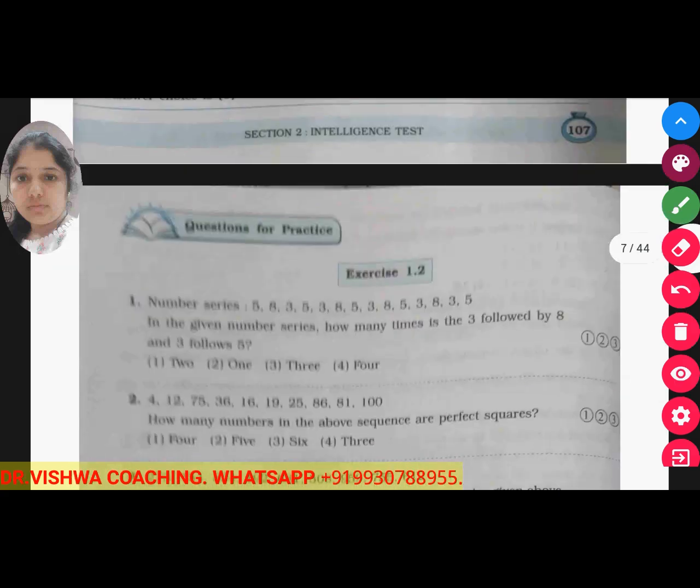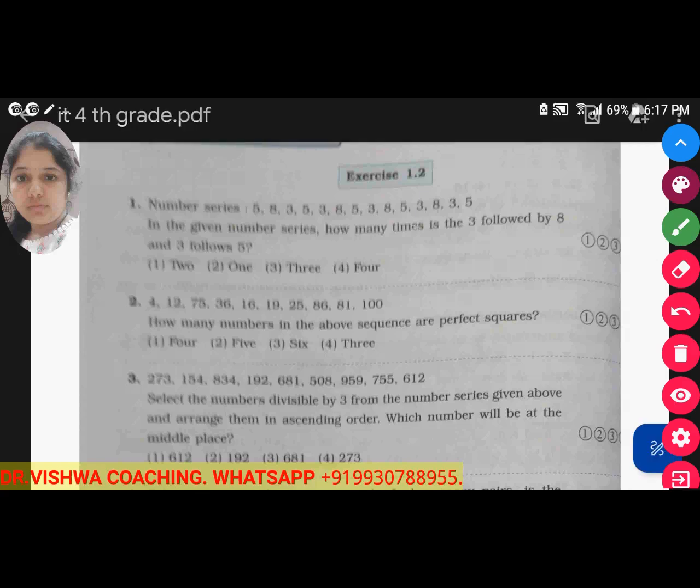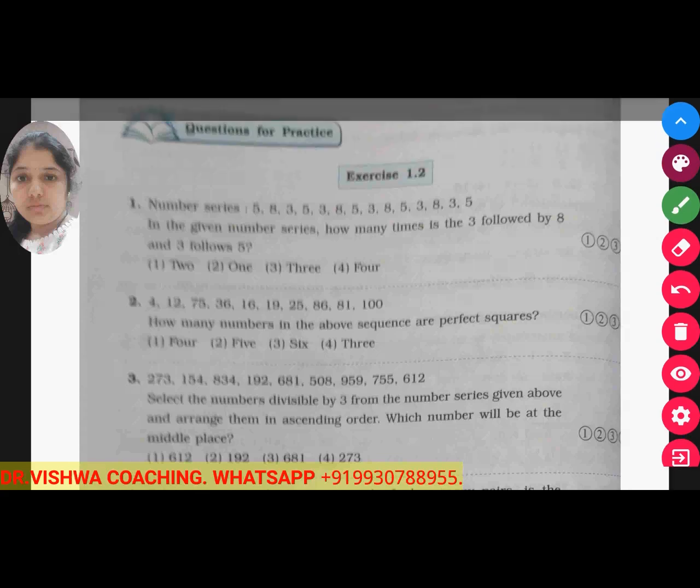Okay, now here we are going to solve some practice exercise sums based on number series. I will solve some sums for you, and then you can try on your own. Now the number series is given like 583, then 538, then 538 again, then 53835. Now in the given number series, how many times is the 3 followed by 8 and 3 following 5?